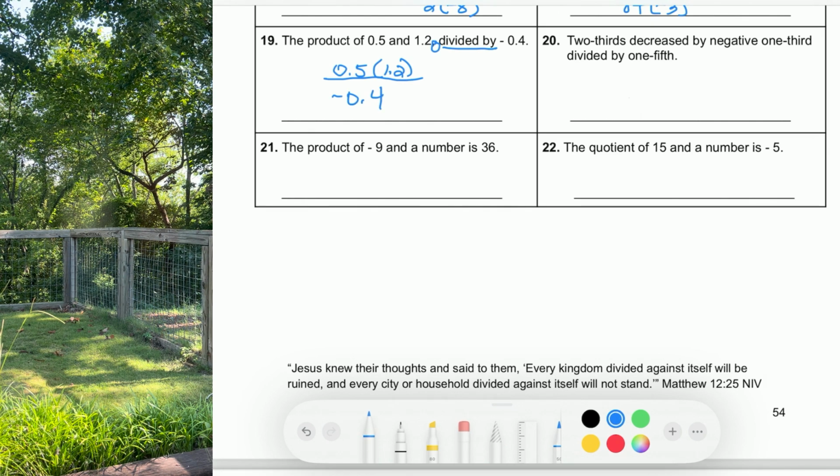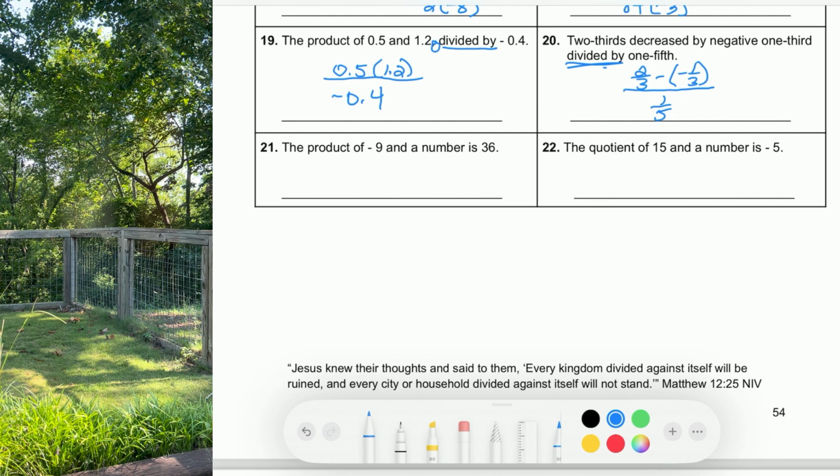Number 20. 2/3 decreased by negative 1/3 divided by 1/5. So I have a fraction. In the top, I have 2/3 decreased by a negative 1/3. In the denominator, I have divided by 1/5. At the end of the video, I'll show you how to actually solve this problem because I believe you have one like this in your homework, quiz, or test, one of those.